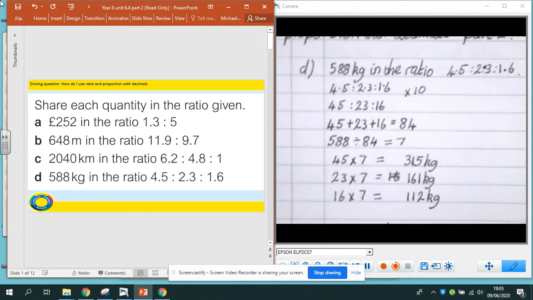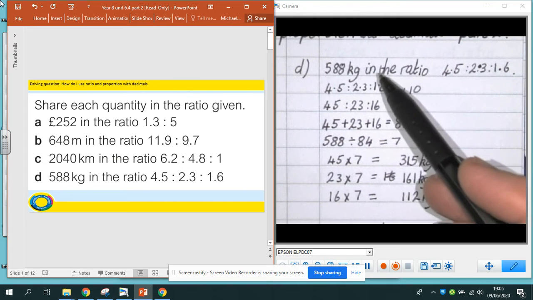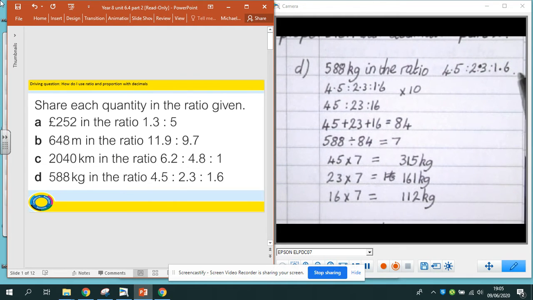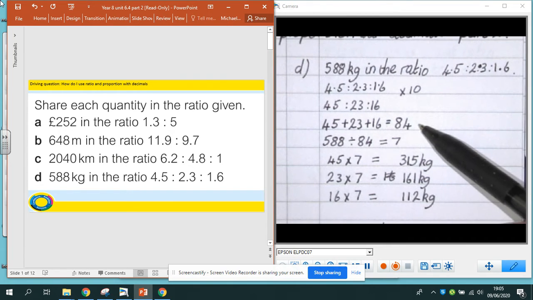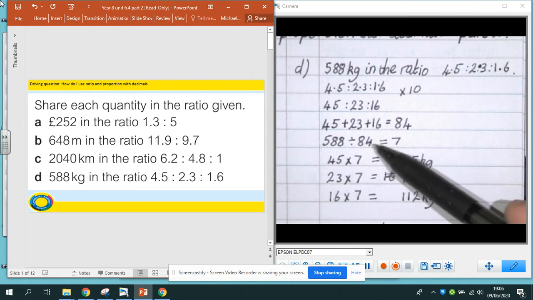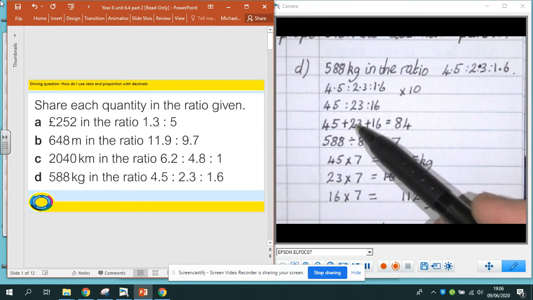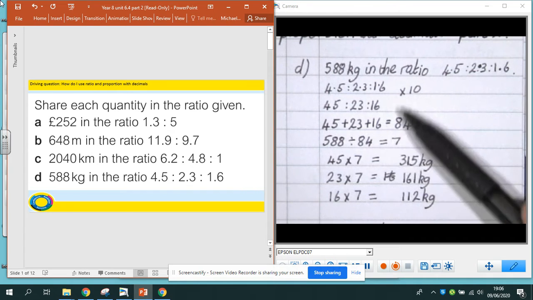Okay, so let's have a look at D. So 588 kilograms in the ratio 4.5, 2.3 to 1.6. So we multiplied them by 10, added them together, got 84. I didn't simplify. There's no obvious simplification. 23 is a prime number, the other numbers don't go into 23, so there's no simplification.